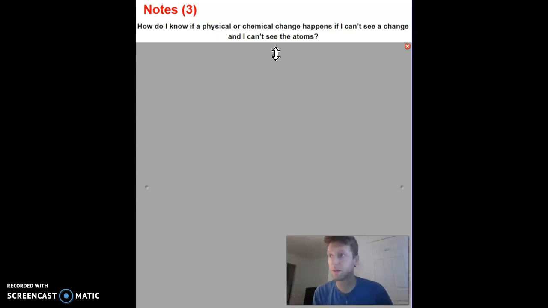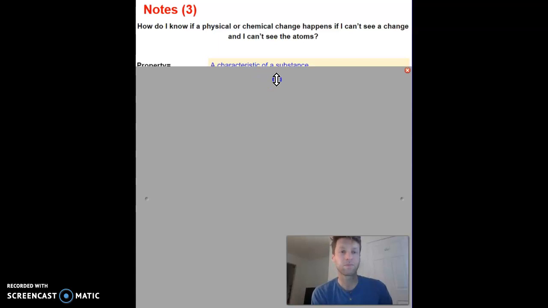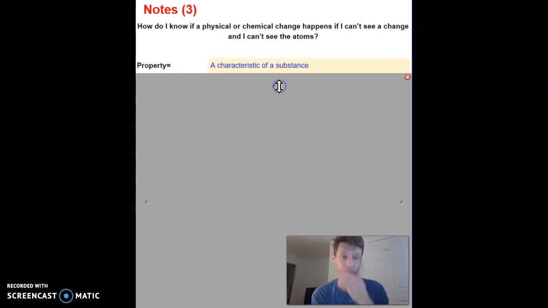For example, what happens if I mix two clear liquids together and then I'm sitting there staring at a beaker with clear liquid? How do I know if it's a new compound or if it's the thing I started with in the first place? Well, the way we do this is by analyzing properties. The definition of a property is a characteristic of a substance.